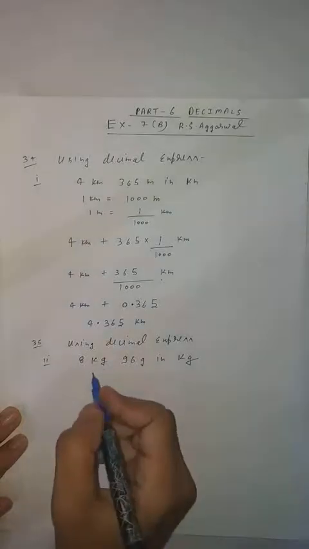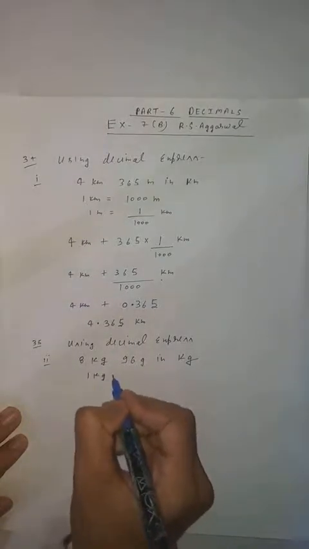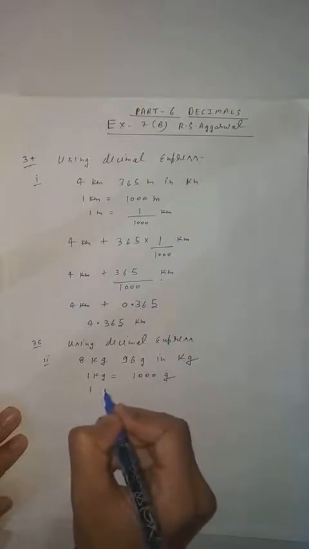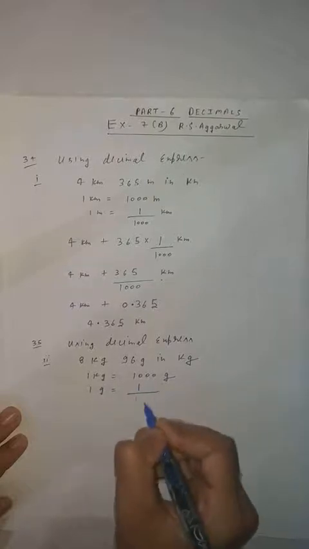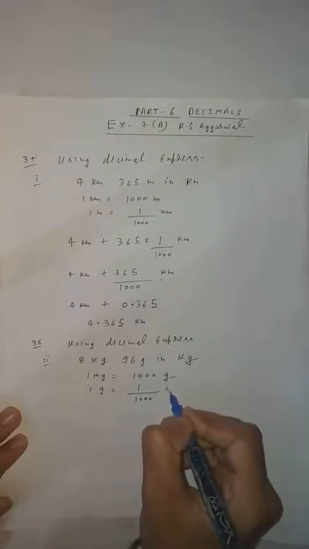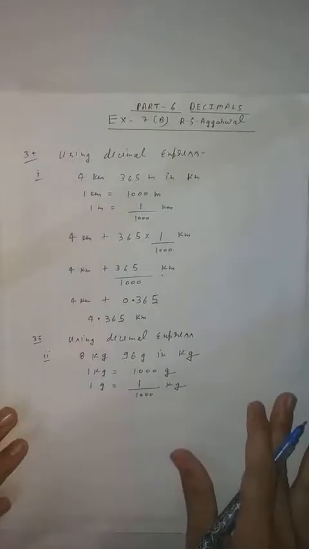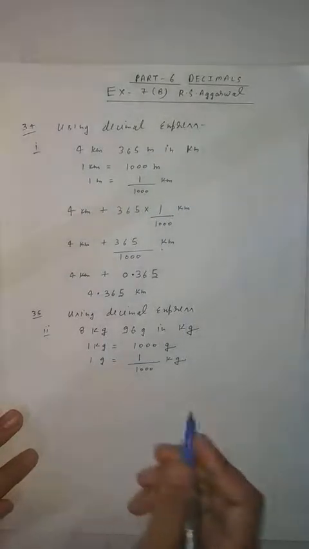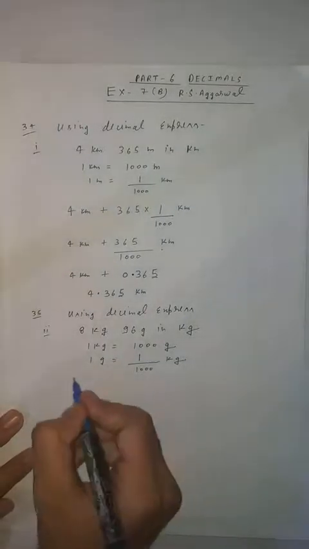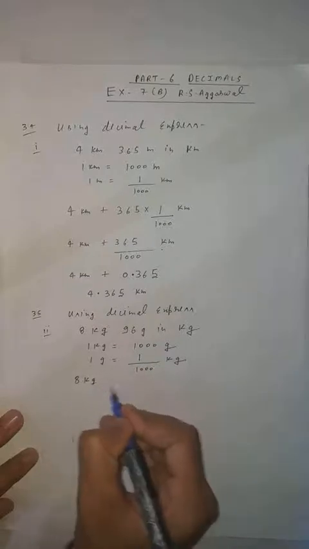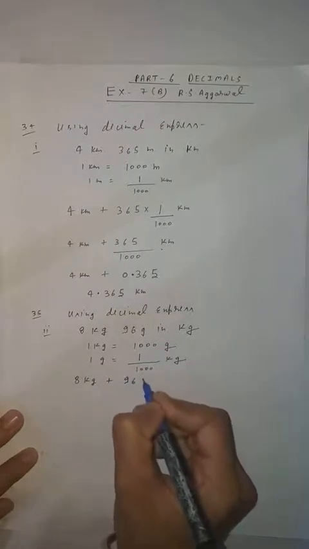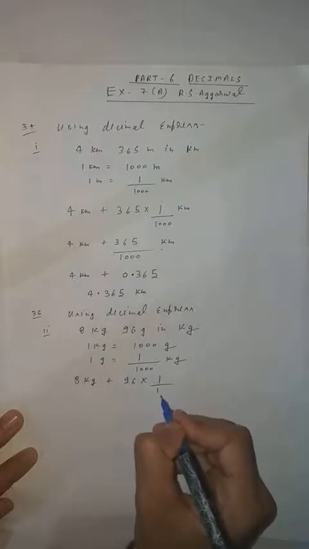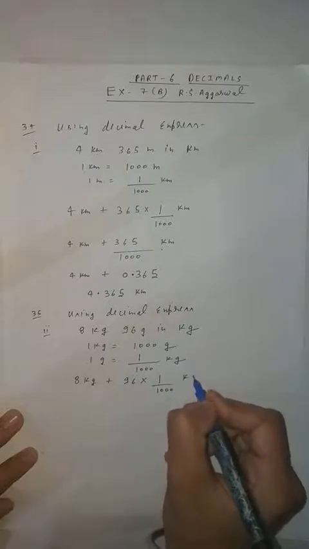Same process. You know that 1 kilogram equals 1000 gram, so 1 gram equals 1 upon 1000 kilogram. Now come to the question. 8 kilogram you write down the same, there will be no change, plus 96 gram is given. So 96 gram equals 96 multiplied by 1 upon 1000 kilogram.